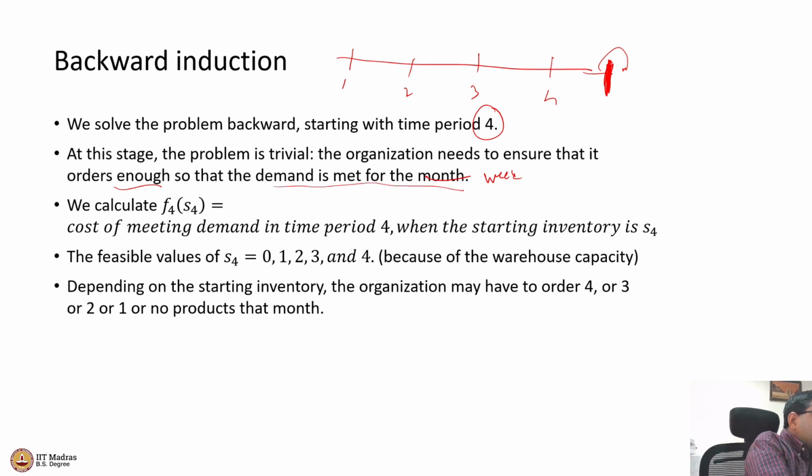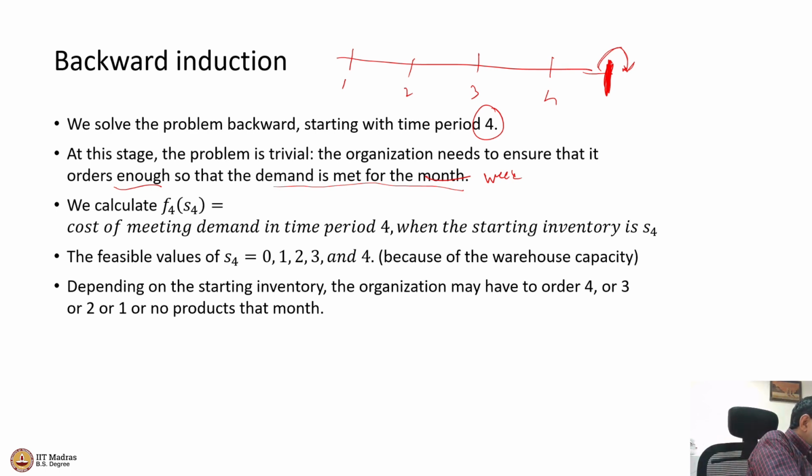There is no point in carrying the inventory to the fifth time period because there is no planning horizon after that. Probably you are changing your policy. Probably you have decided not to continue with salt in your grocery store. Who knows, right? We have been told to plan for the next 4 weeks, and therefore there is no point in carrying inventory beyond 4 weeks, right? What are you going to do with carrying inventory?